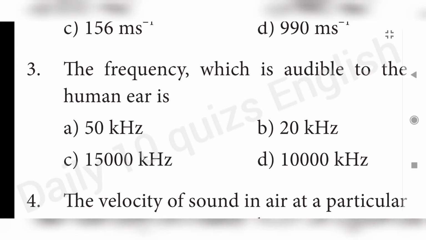Third one, the frequency which is audible to the human ear is? Answer: the frequency which is audible to the human ear is option B, 20 kilohertz. So audible frequency for the human ear ranges between 20 hertz to 20 kilohertz.